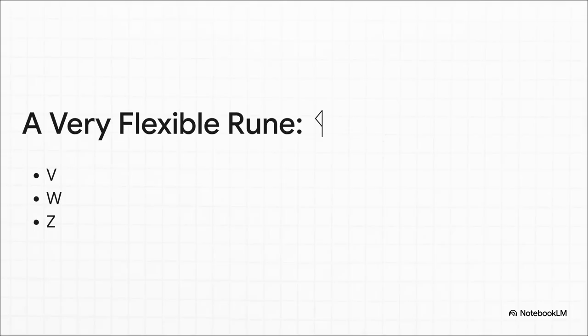I mean, check this out. This single symbol is a real workhorse, covering V, W, and Z. This kind of suggests that in this system, these sounds were all considered similar enough that they could just be grouped together under one rune. It's a really efficient way to streamline an alphabet.